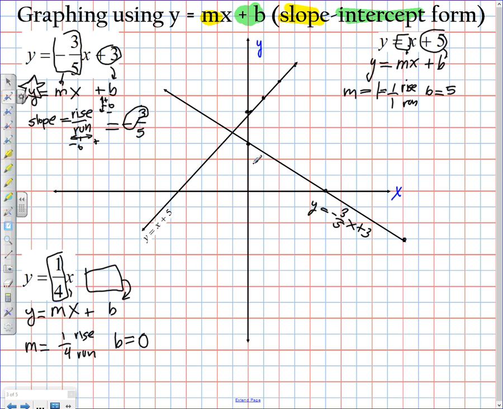In here, find 0. 0 will be right about here. There you have it, y-intercept is 0. And my rise is positive 1, so I'm going to go up 1. And my run is positive 4. 1, 2, 3, 4. Rise 1, and 4 to the right. And the reason why it's to the right is because it's positive. Connect those points, and that'll be the graph.